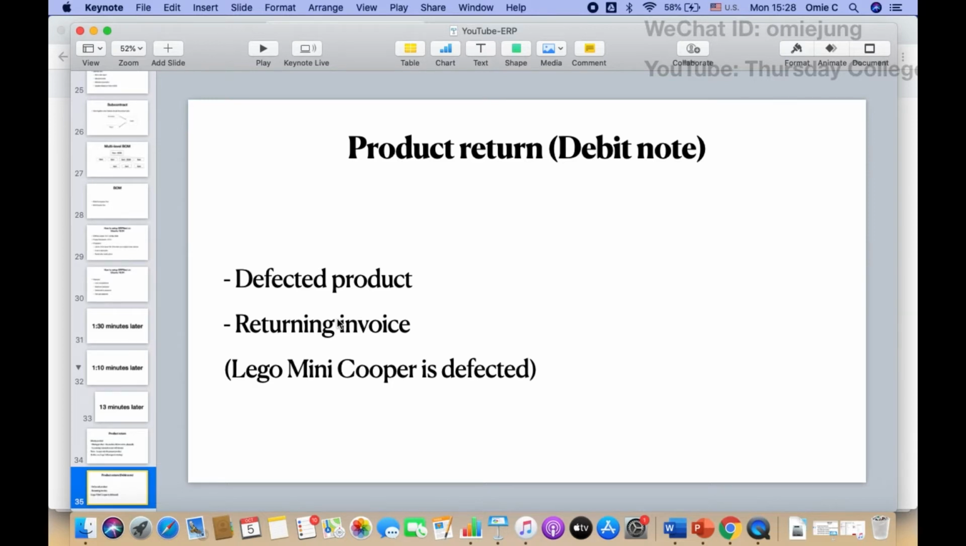For example, you return 5,000 baht, and then next time when you purchase from them maybe 20,000 baht, you just deduct the 5,000 baht. So this one is the case that we are doing. Let me show you something like this. For example, we are going to buy the stuff, the Mini Cooper.